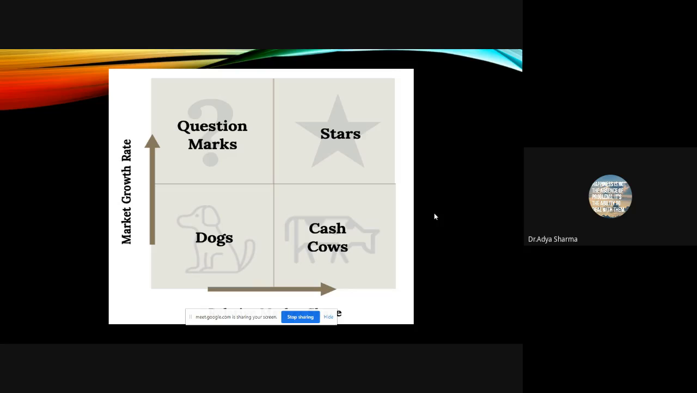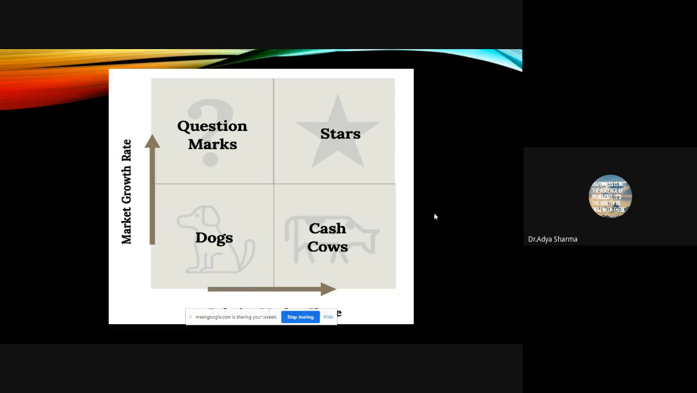But stars require a lot of hard work. Stars require a lot of investment. And that investment comes from the cash cows, because cash cow products are those which have hit the maturity phase. And therefore, while they have a huge market share, the potential for growth in the near future is limited. That is why the investment we make for these products is also limited. So the investment is less, but there's a lot of cash available, which we can use to help the stars shine.